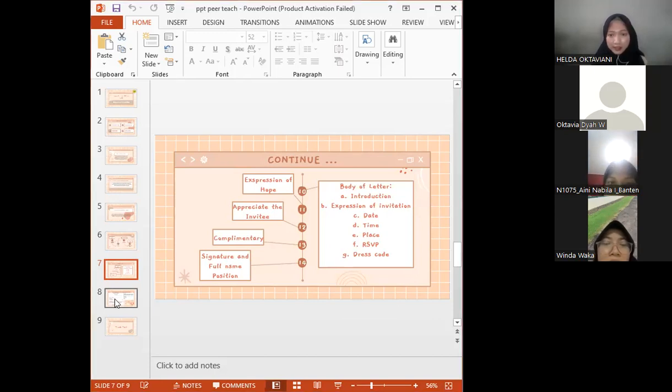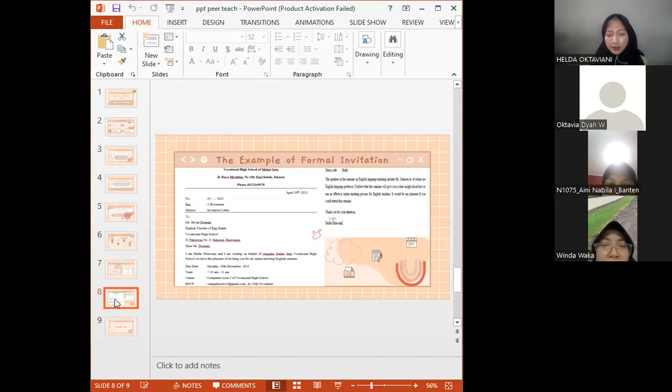Next slide is about the example of a formal invitation letter, and we are going to analyze the example. So first we start from the address, the heading of the letter: Vocational High School of Cempaka Putih, Jalan Raya number 100, and then the phone number 012345667. You can also mention the email here. So I put a line here to make it neat, as usual.